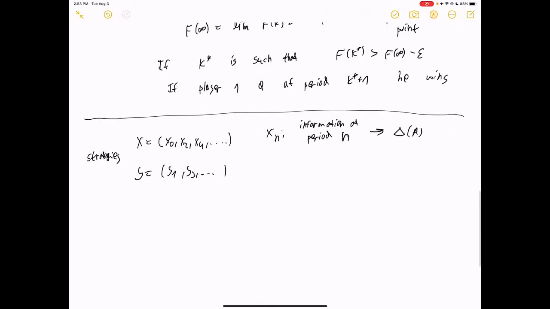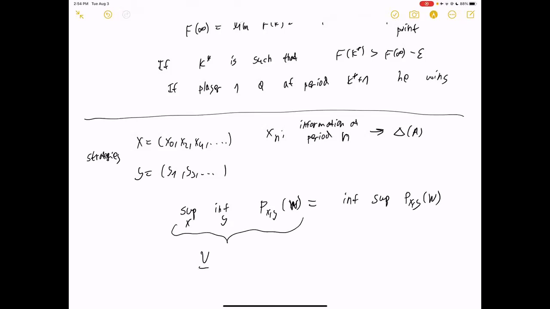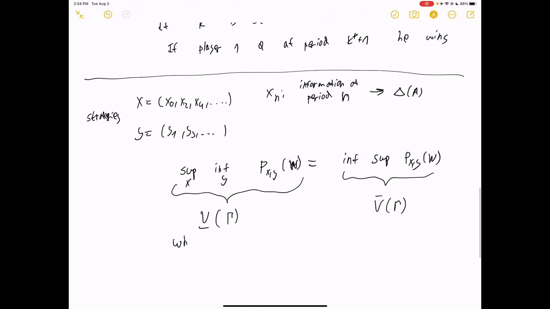And I will say that the game has a value if the supremum over X of the infimum over Y of the probability, induced by X and Y, of the set omega W, equals the inf sup. I will call this the lower value of the game gamma, and this the upper value of the game gamma. The lower value is what player one can guarantee.